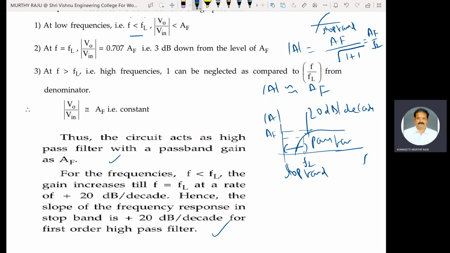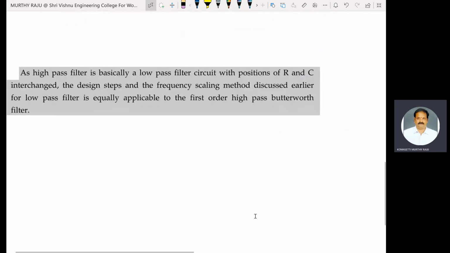Coming to this one, a high pass filter is basically a low pass filter circuit with the positions of R and C interchanged. The design steps and the frequency scaling method discussed earlier for the low pass filter are equally applicable to the first order high pass Butterworth filter. I already explained the scaling method in the last video.